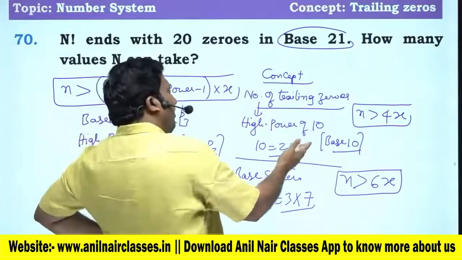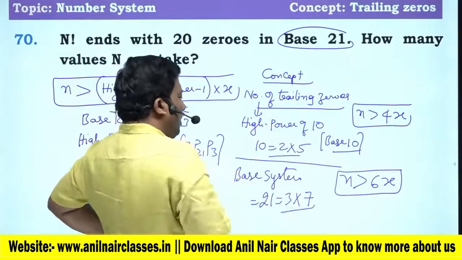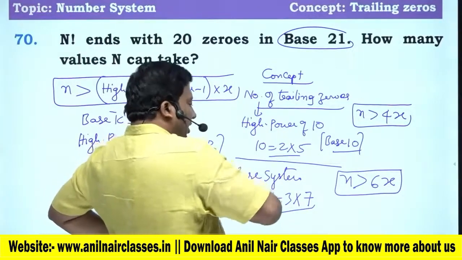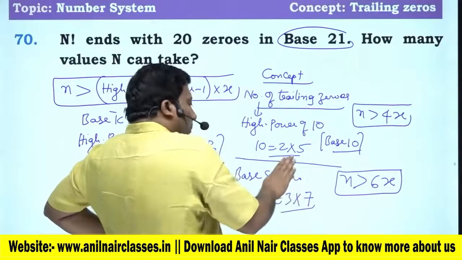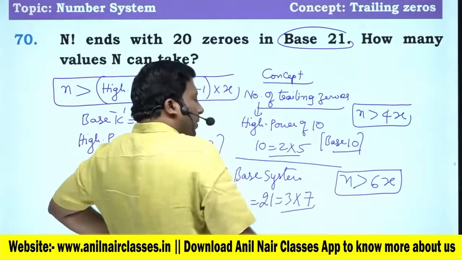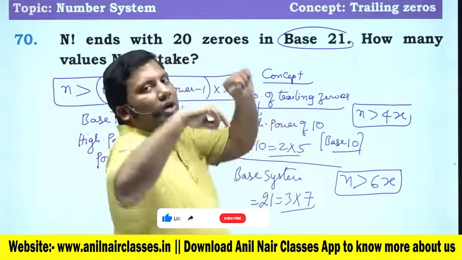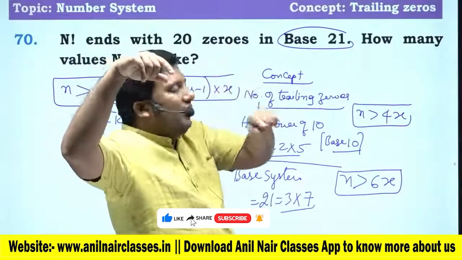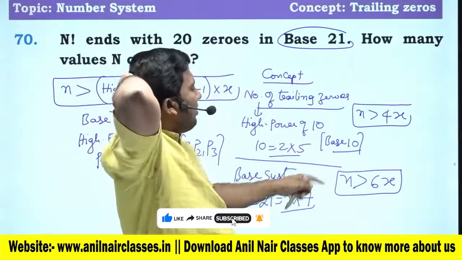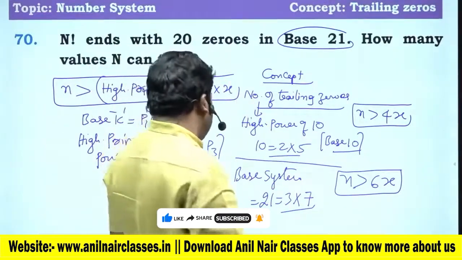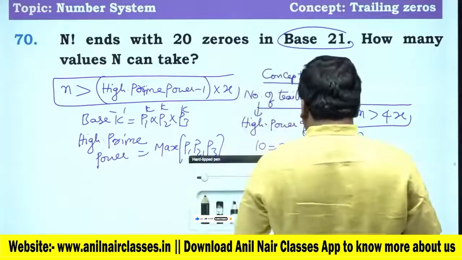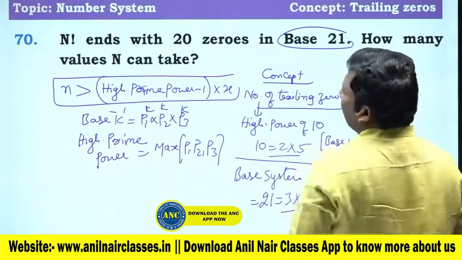Because the power of 5 will be less than the power of 2. In base system 21, it is 3 into 7. Power of 7 will be less than power of 3. Same thing you will do: n by 5, n by 5 square we did; n by 7, n by 7 square we will do. Very, very easy. This is a mock question which I created some years before.